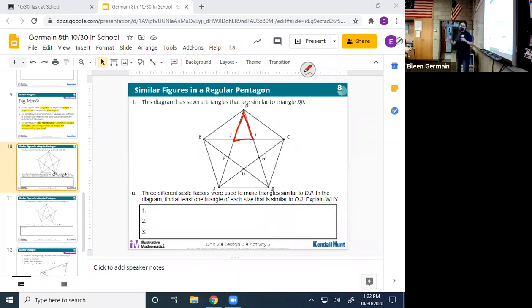So let me tell you what that means. I have this triangle right here. I see another one right here that is similar. Triangle ACE. And the way that I like to read these angles, or the sides here, is by reading them in alphabetical order.